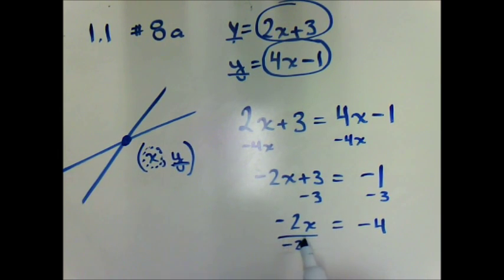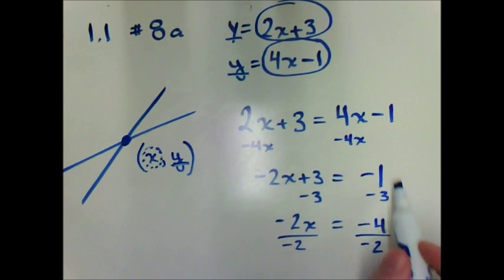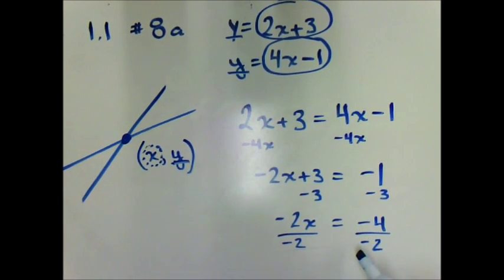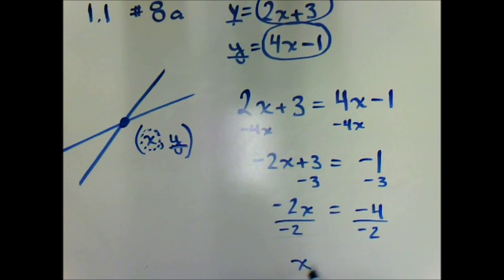Now to get x by itself, I just divide both sides by the coefficient. The coefficient is the number that's in front of the variable. So the coefficient here is negative 2. I'm going to divide. This is addition, so it's negative 1 minus 3. Now I'm dividing a negative by a negative, so it will become a positive. So all I'm left with here is x equals negative 4 divided by negative 2. It's the same as 4 over 2, which is 2. Now I know at the point of intersection, the x value is going to be 2.